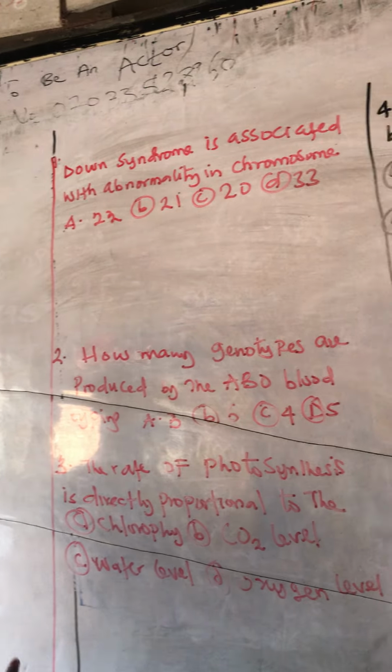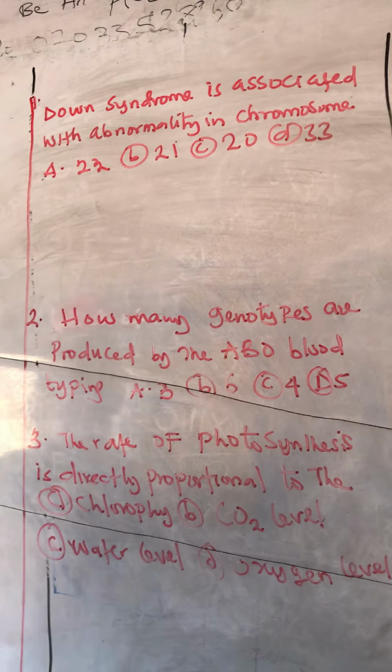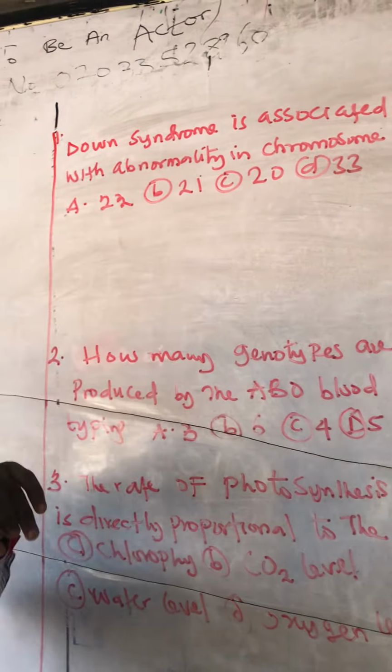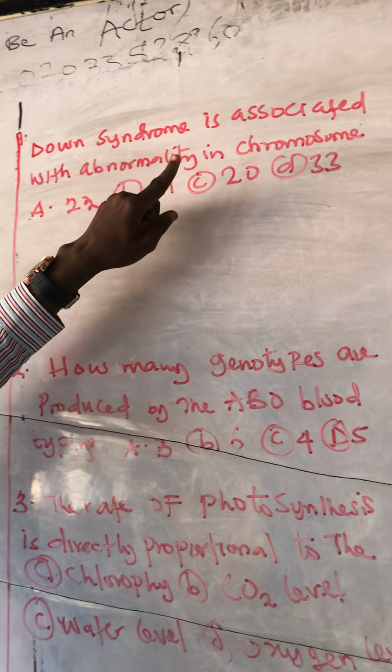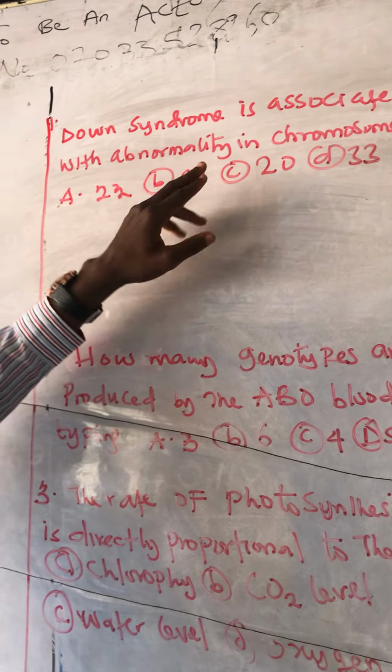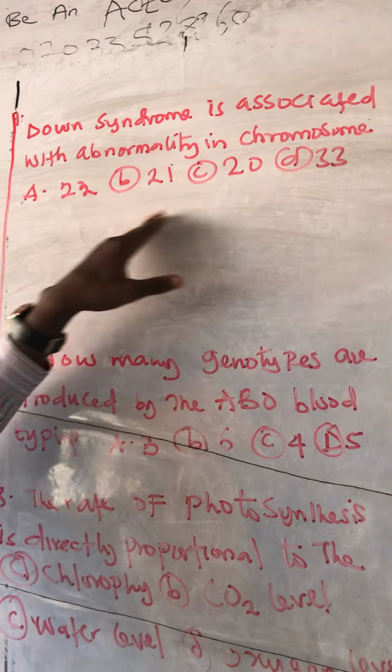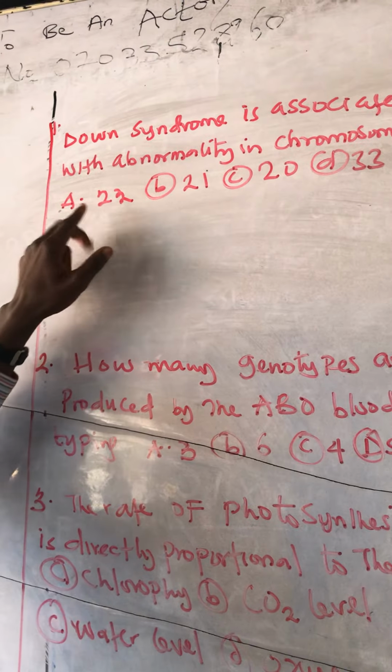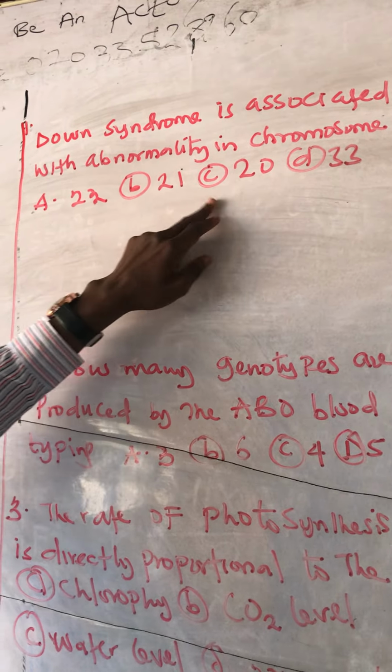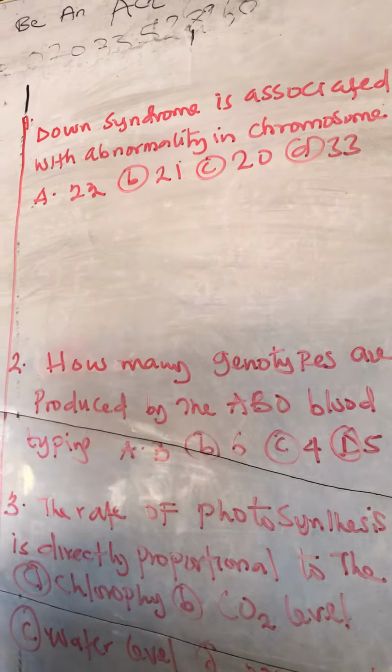Come across this question on biology. The first question is that Down syndrome is associated with abnormality in chromosome. These options were given: A 22, B 21, C 20, and D 33.